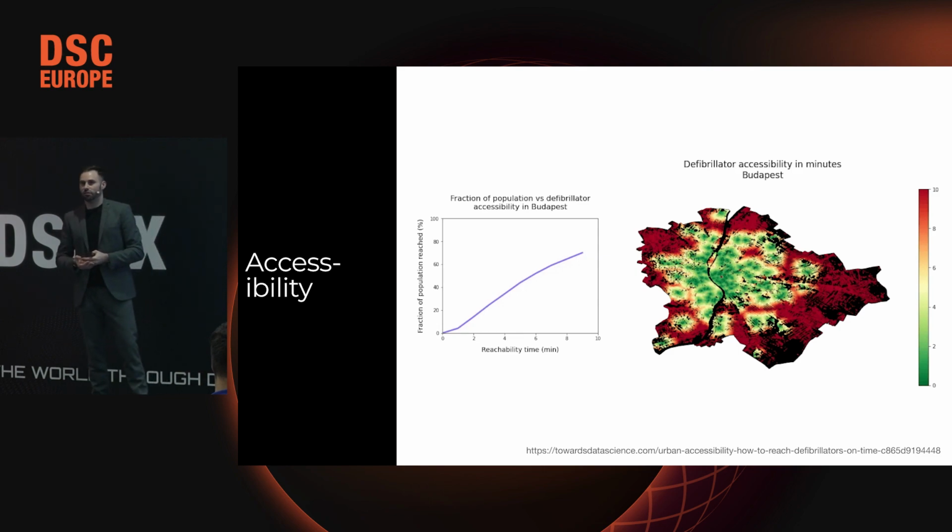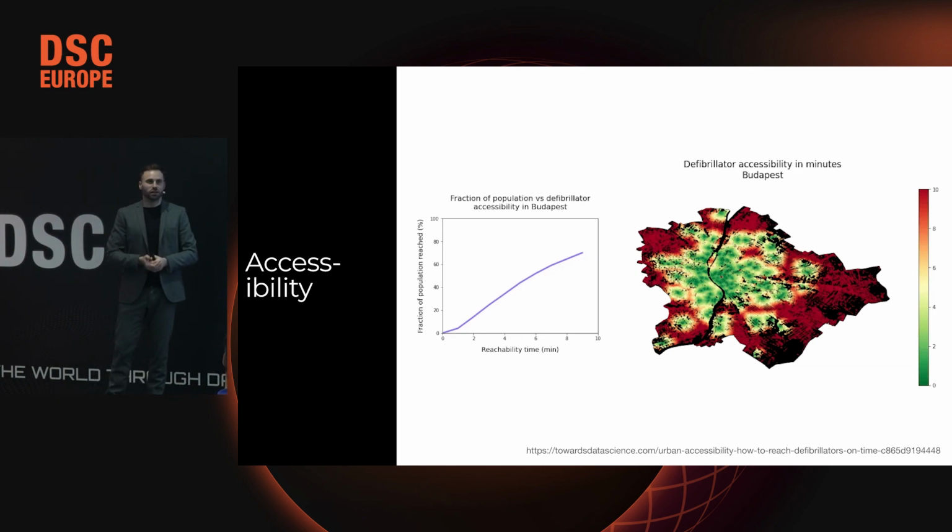And for example, if we add one more layer, which is about the population, we can compute what fraction of the population can reach such a device in, for example, 1, 2, or 10 minutes. I did a comparison between Budapest and Vienna, and it can be a very shocking example of how easy it is to survive in one city and how difficult it could be in another city.